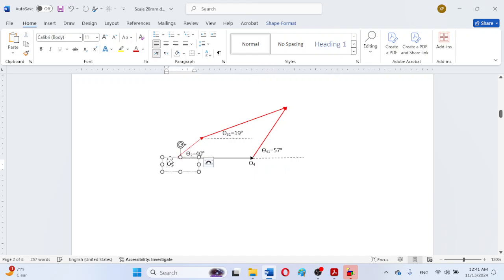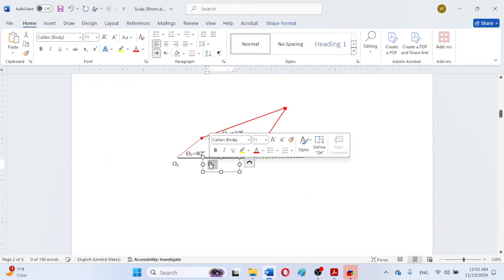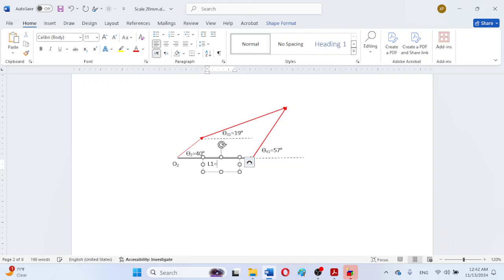We can also show the scalar length here, meaning this is link 1, which is D.